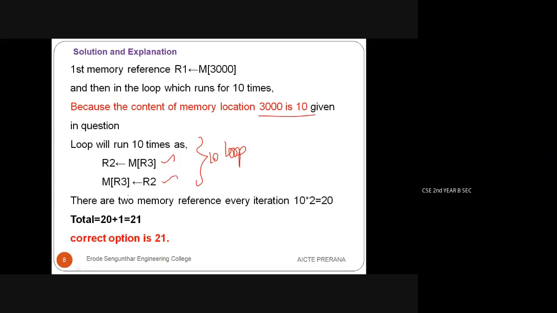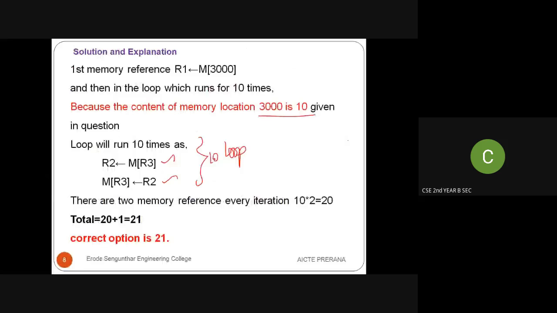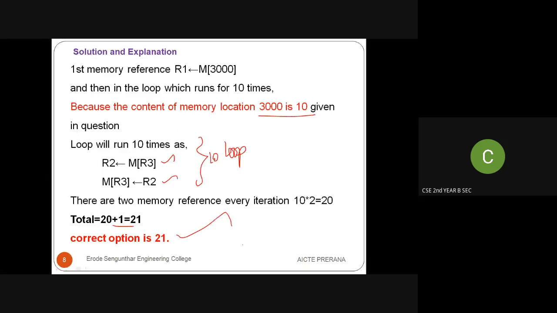The question is very simple. There are two memory references every iteration, right? They have given this themselves. So how many memory references are there? 10 into 2 is equal to 20, plus an extra 1. So the final correct answer is 21. When they ask for options related to 21, that is the right answer.